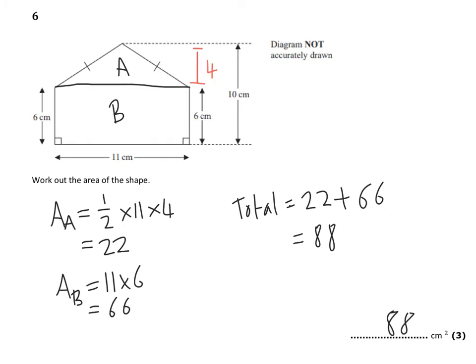Marks then if they found the area of the triangle correctly, 1 mark for that. 1 mark for the area of the rectangle. And if they've made a mistake in one of those but have added their 2 numbers correctly together, then give them the final mark. So they don't have to get 88 to get the final mark, as long as they've added together their 2 values correctly.